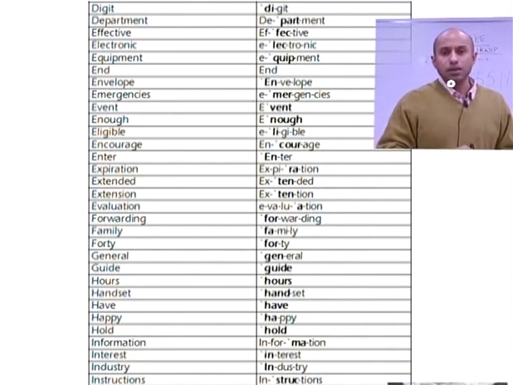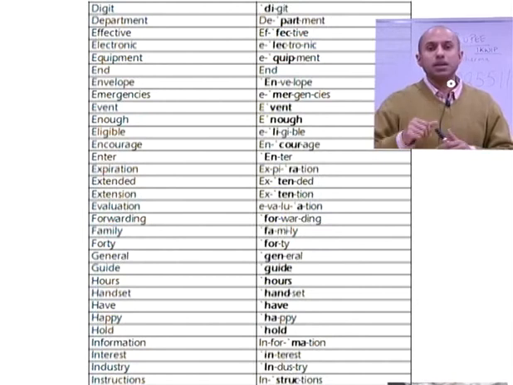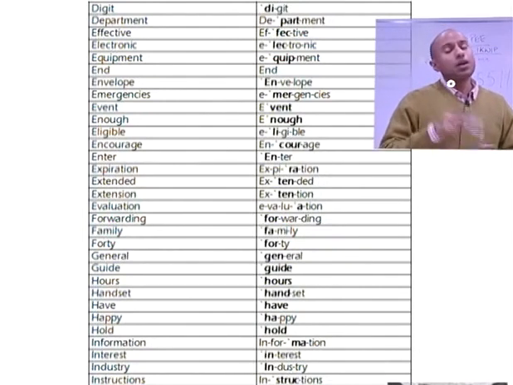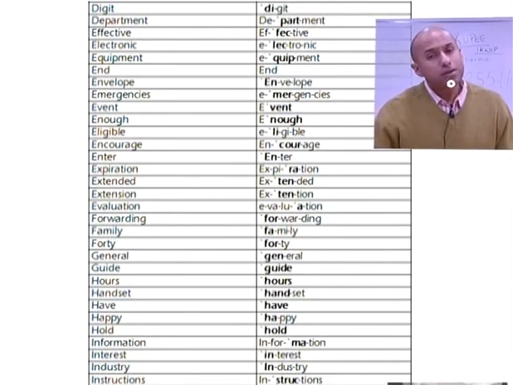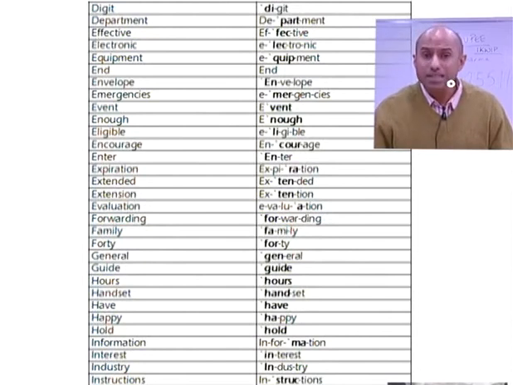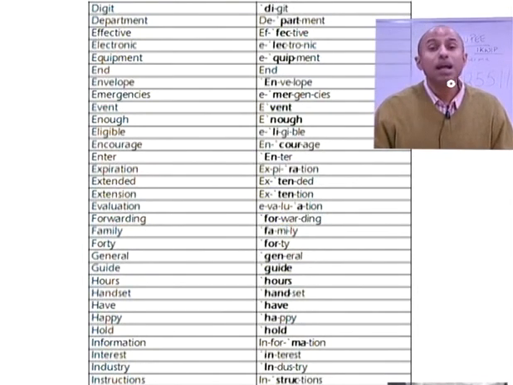Enter. Not enter but enter. N gets a clear stress. Most often we just hear it as enter. Yes, I had to enter the room. No, we have to say it correctly. Enter. Yes, N gets a stress. Next one is expiration.